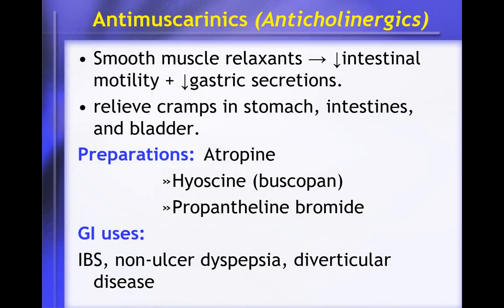The symptomatic relief of the diarrhea and the cramps may be provided by the antimuscarinic agents. These are smooth muscle relaxants that decrease intestinal motility and gastric secretions. They relieve cramps in stomach and intestine and in bladder and gallbladder. The preparations available of antimuscarinics are atropine, hyoscine, and propantheline.